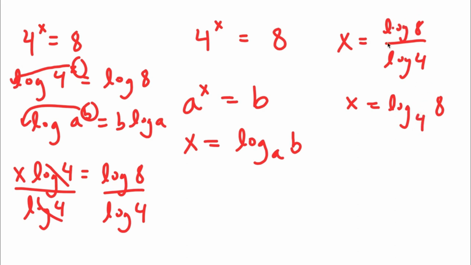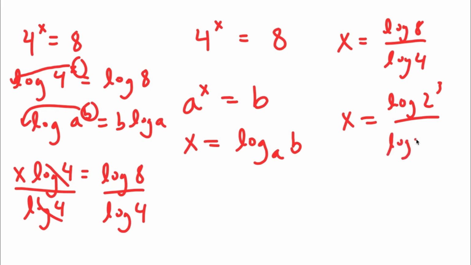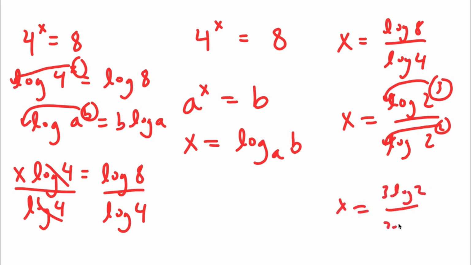So now that I have log base 4 of 8, I'm going to instead use this form, so log 8 over log 4. And log 8 is simply equal to log 2 to the power of 3. Log 4 is equal to log 2 to the power of 2. So now, if I move 3 to the front and I move 2 to the front, I get 3 log 2 over 2 log 2. The log 2's cancel out, and I'll be left with x is equal to 3 over 2. So that's the second method.